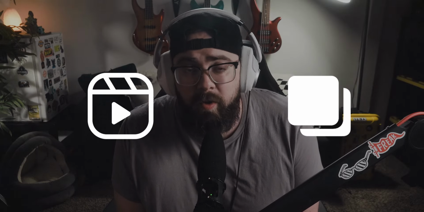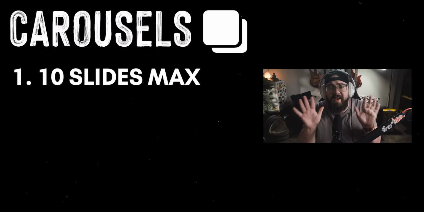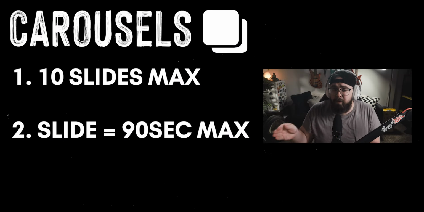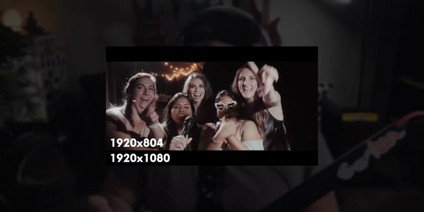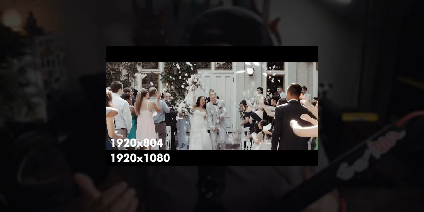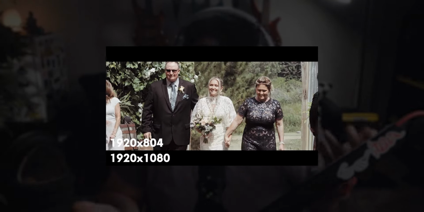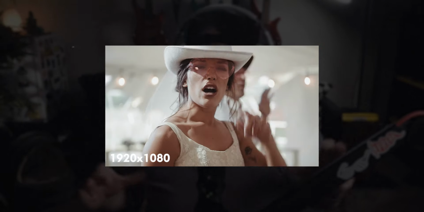So the solution is pretty simple. Instead of posting this as a reel, we have to post it as a carousel. You get up to 10 slides on a carousel, and each post has to be 90 seconds. And through much trial and error from your boy, I've discovered that it has to be a 1920 by 1080 timeline. I like to use different crops for my short films and things. I just think it looks a little more cinematic. Whenever I would post that, it would just kind of auto punch in and you'd be missing details.